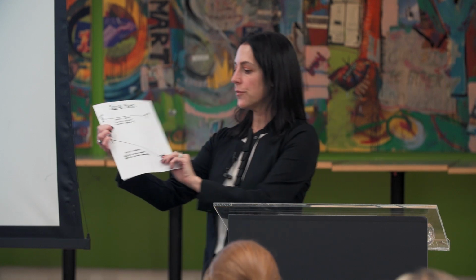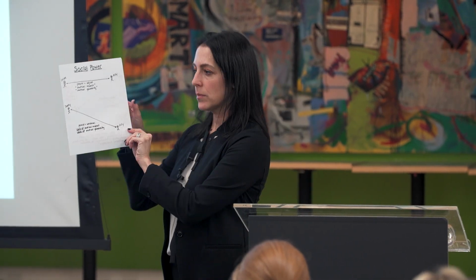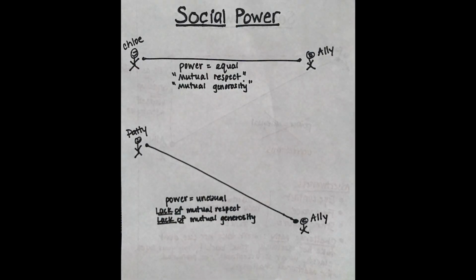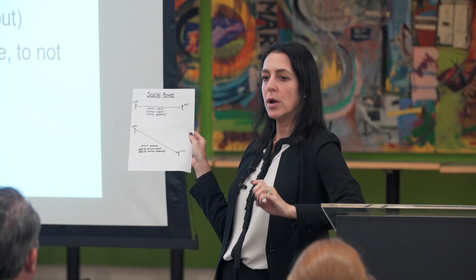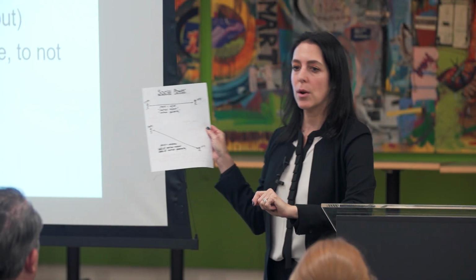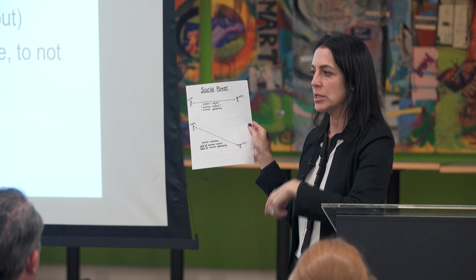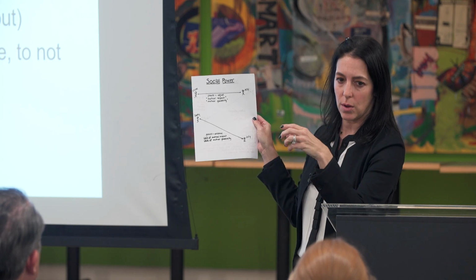Okay, so the first side is the non-red side. So Chloe and Allie, these are made-up names, have equal power. They have mutual respect and mutual generosity. When they hang out, they are excited to hang out. They include each other. They're saying, what do you want to do? Oh, that sounds great. I want to watch a movie too. Which movie should we watch? It's very collaborative. It's very equal.